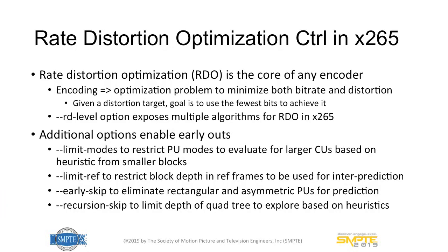The fundamental of any encoder, which is the final set of options I'll talk to you about, is what's called the rate distortion optimization.